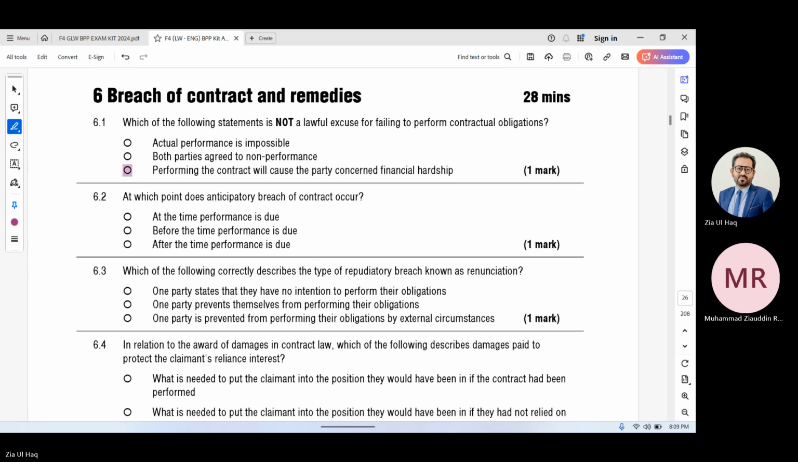6.2. At which point does an anticipatory breach of contract occur?